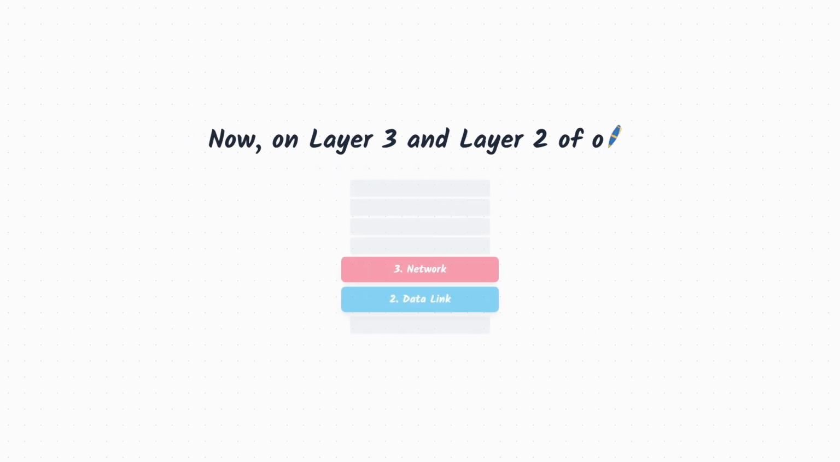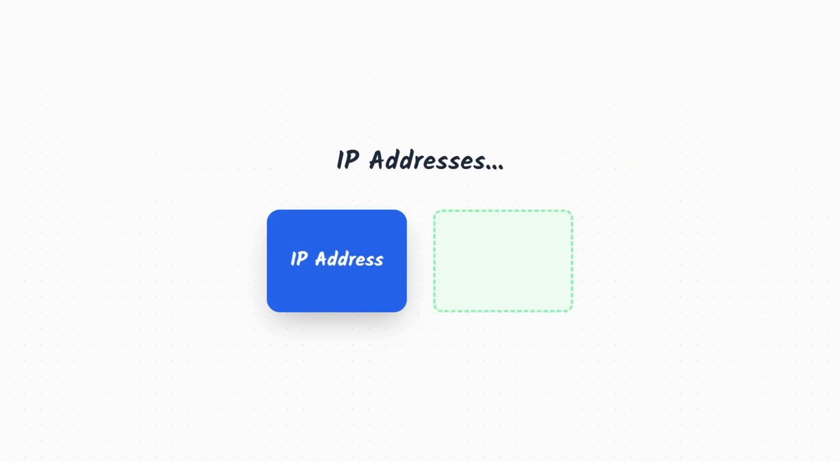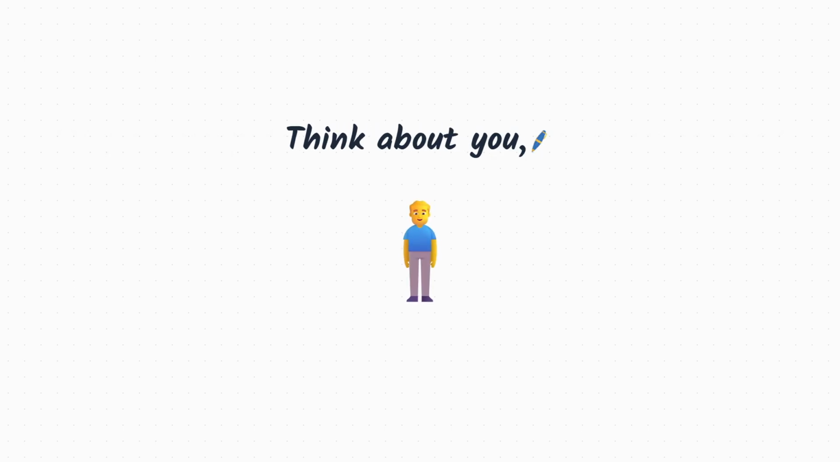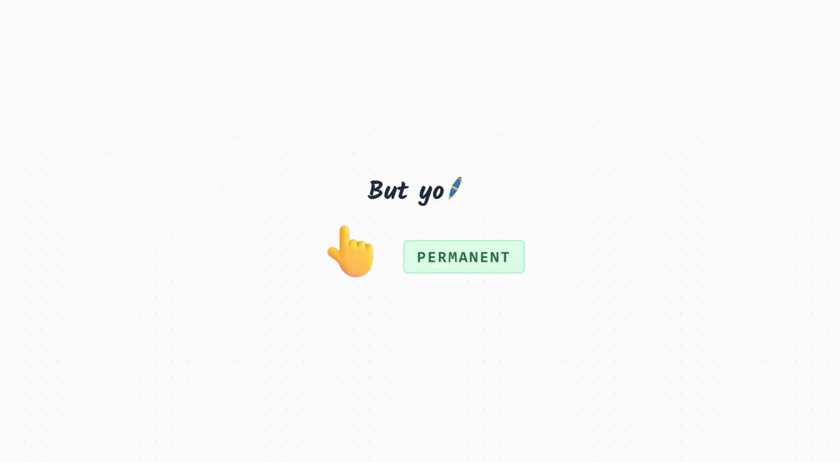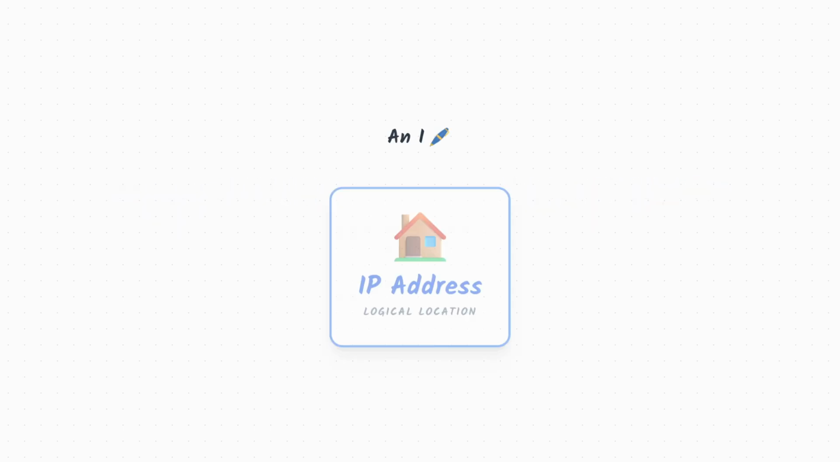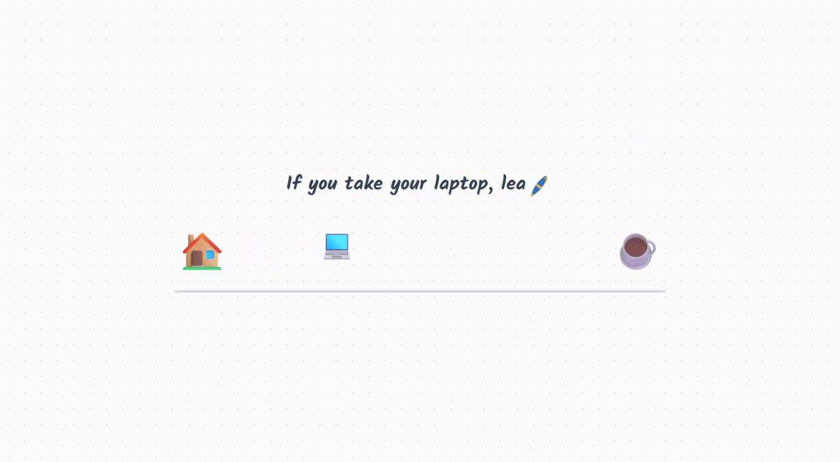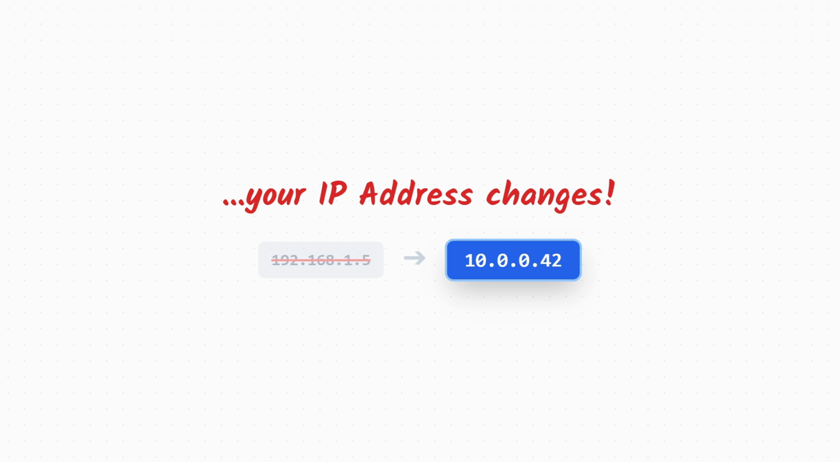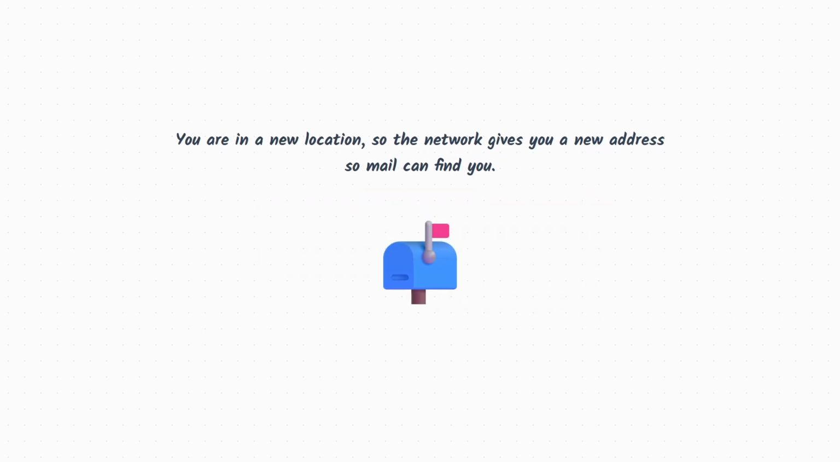Now, on layer 3 and layer 2 of our factory, we mentioned 2 types of addresses, IP addresses and the MAC address. Why do computers need 2 different addresses? Think about you as a human being. You have a home address, 123 Main Street, but you also have a permanent physical fingerprint. An IP address is your home address. It is logical. It tells the internet where you are currently located. If you take your laptop, leave your house, and go to Starbucks, your IP address changes. You're in a new location, so the network gives you a new address so mail can find you.